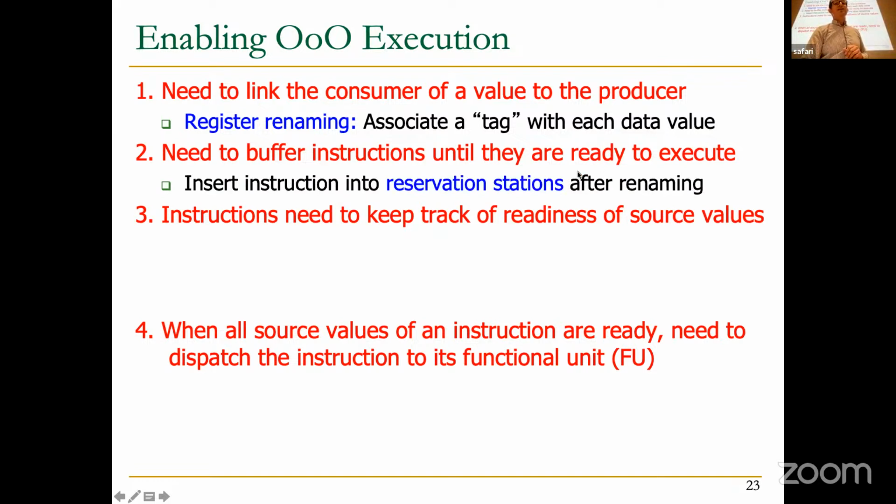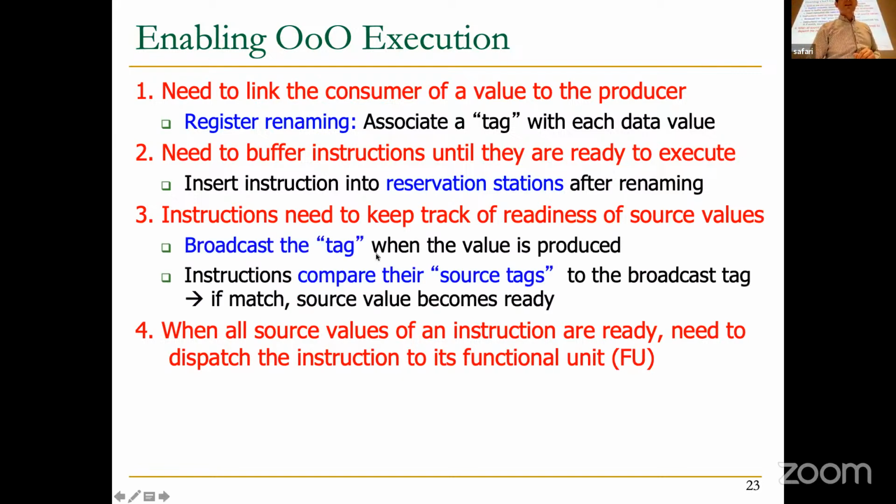Buffering of instructions until they're ready is accomplished using reservation stations. You insert instructions into reservation stations after renaming. It has a historical name, unfortunately. It's called reservation stations. Some processors call these issue queues. I kind of like reservation station better. It's sort of like a resting area, a resting station, if you will.